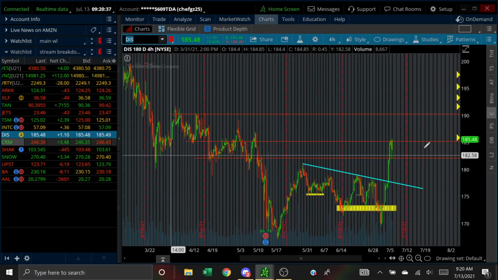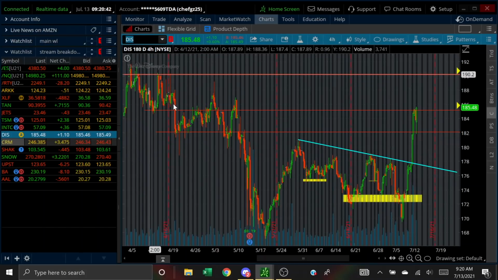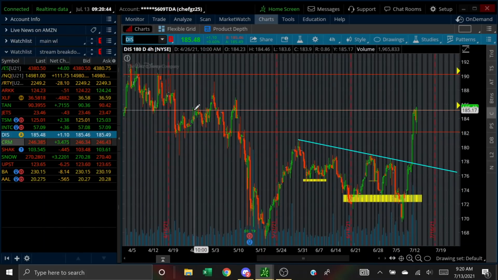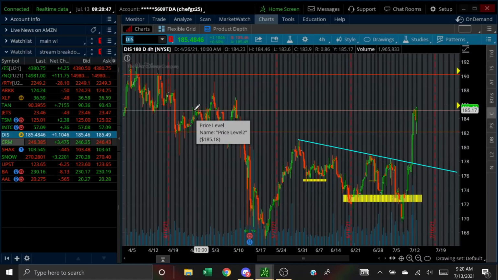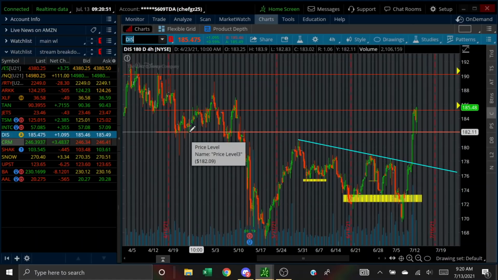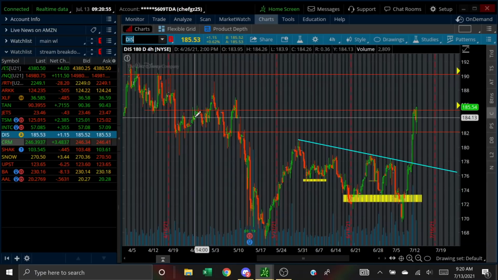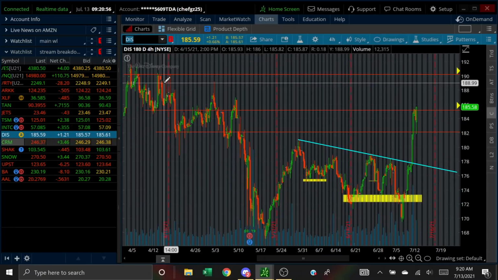So here we have Disney. We have this top right here around 190. Then you got that middle level, which is like this 185, which we're currently trading at right now. And then you have this bottom right here at like 182. So I want you to focus on these things. Looking at the price action here.